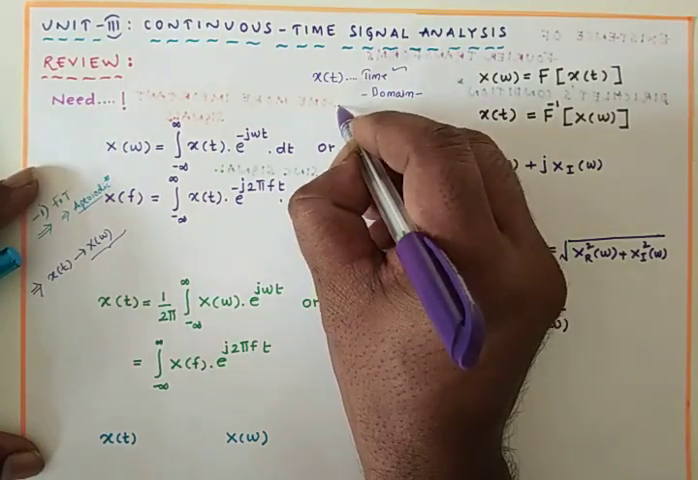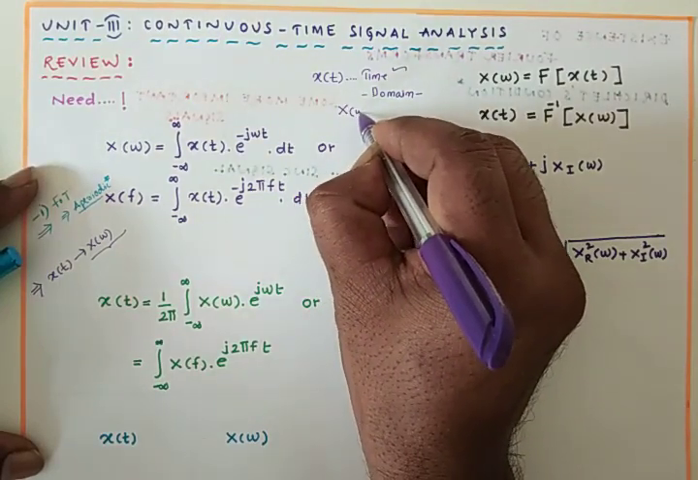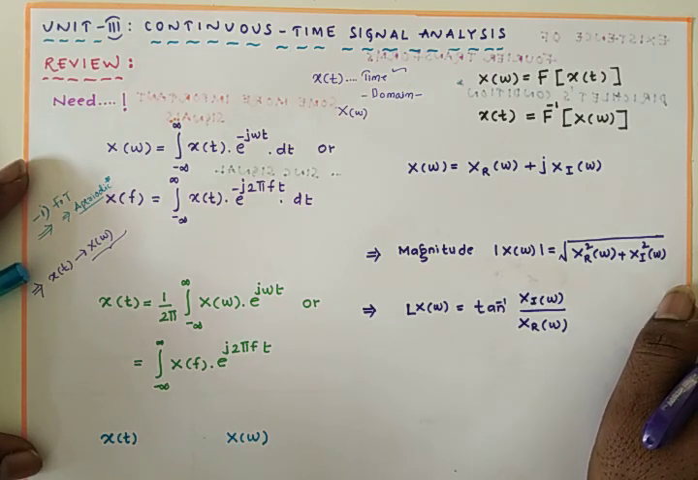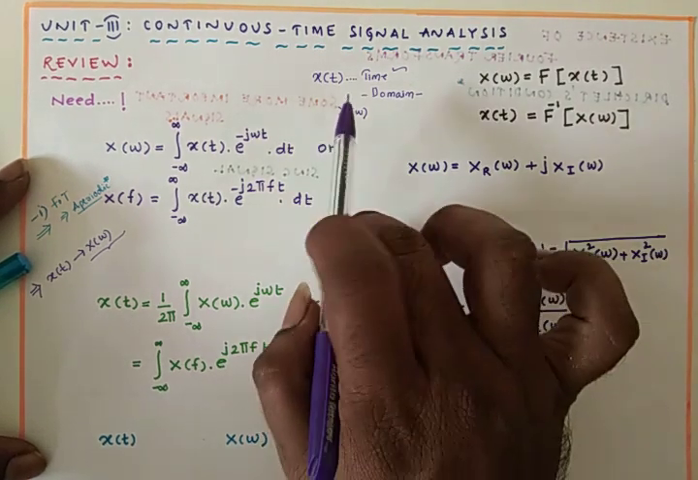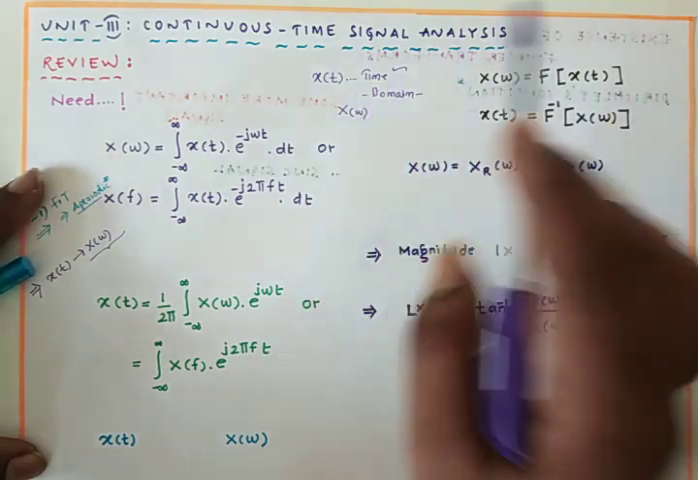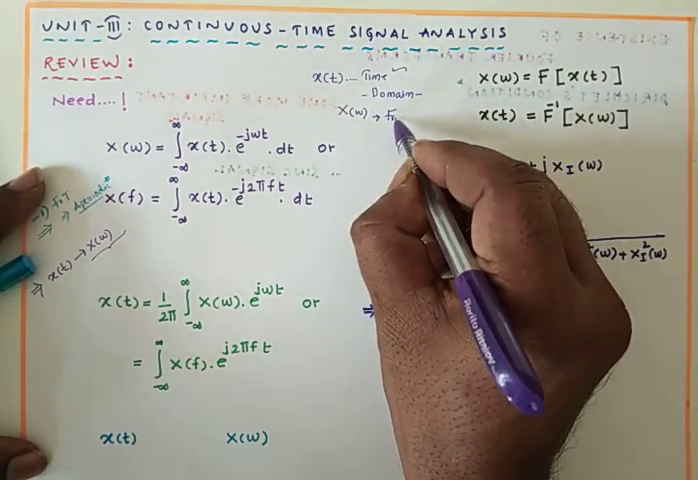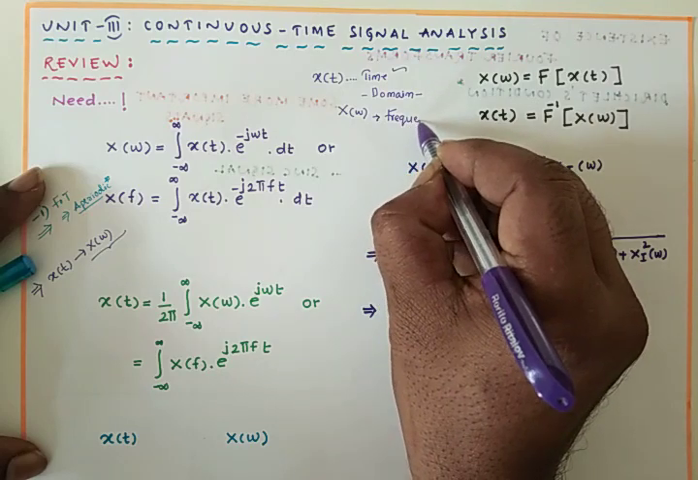Let us assume that the frequency domain signal is x of omega. Omega is an angular frequency, and t is the time, so that x of t is a time domain signal, whereas x of omega is a frequency domain signal.